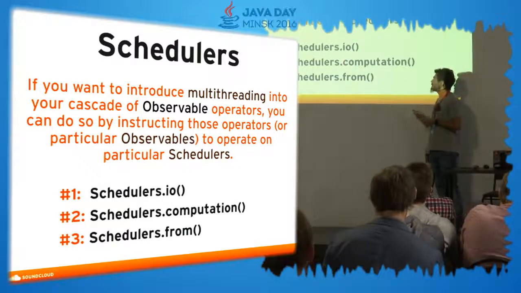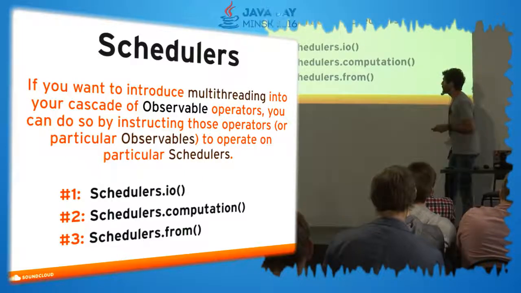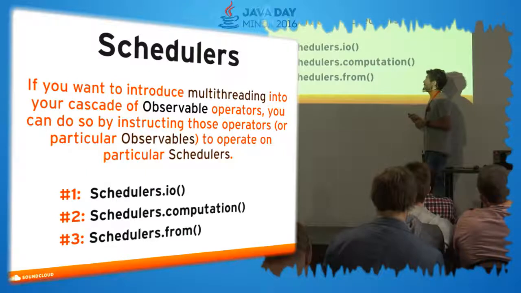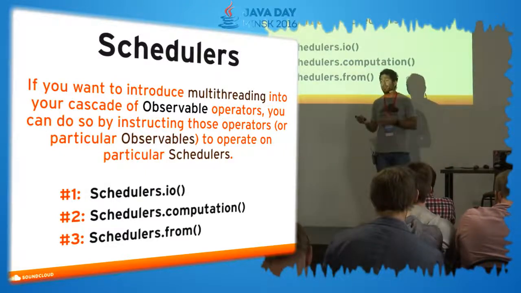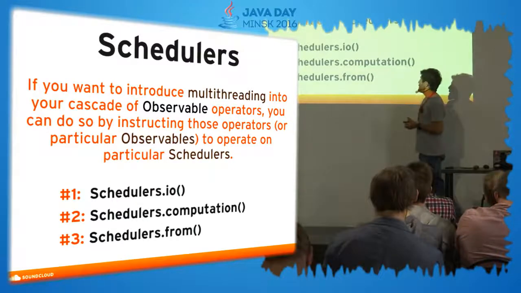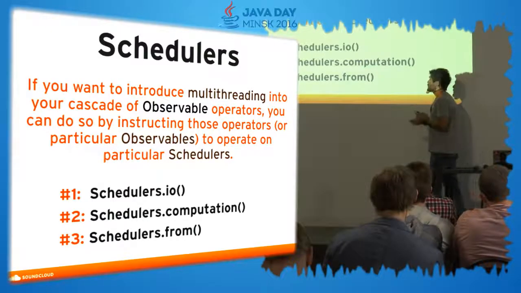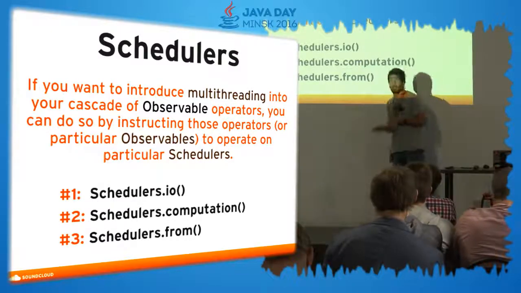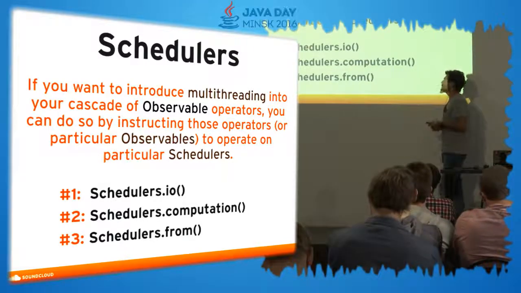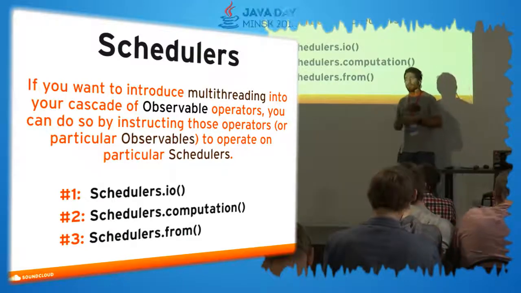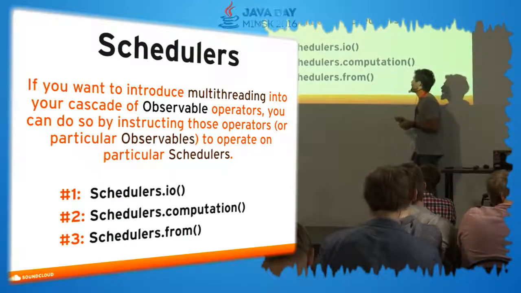We have certain schedulers that come with RxJava. The first one is the I/O scheduler. It's good for performing input-output operations. We have another one for computation, for doing extensively hard computation things. And of course, if we need some more control over our threads, we can create our own schedulers.